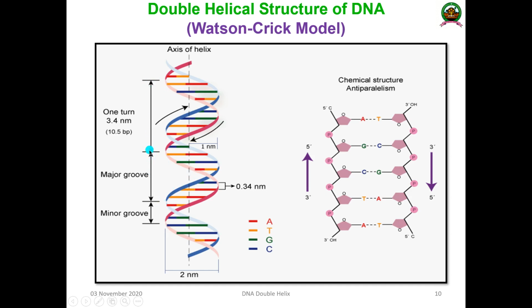Okay, and this is one turn. The total number of base pairs present in one turn is 10, correctly 10.5 base pairs. That is, one particular turn has a length of 3.4 nanometer or 34 angstrom. Okay, and this is approximately 1 nanometer from the axis. Okay, and the distance between two adjacent bases is 0.34 nanometer or 3.4 angstrom. Okay, so red is indicating adenine, yellow is indicating thymine, green is indicating guanine and blue is indicating cytosine. And you can see the width, the diameter of the DNA is 2 nanometer or 20 angstrom, okay. This is the axis of the helix, okay.